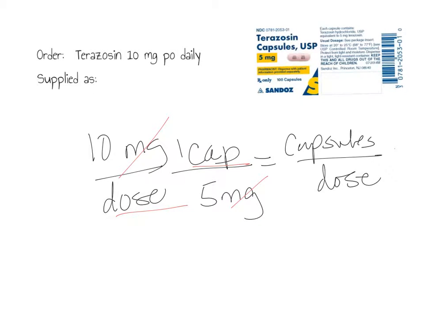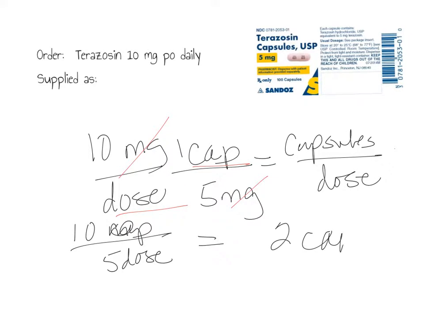We can go ahead and multiply across, and we end up with 10 capsules over 5 doses. When we do the math, we can divide 10 by 5, or we can just reduce our fraction if we're good with fractions, and we end up with 2 capsules. Some of you did that math in your head before I even set this up, and that's okay. Just remember, if you know how to do dimensional analysis, you can work on many more complicated problems.